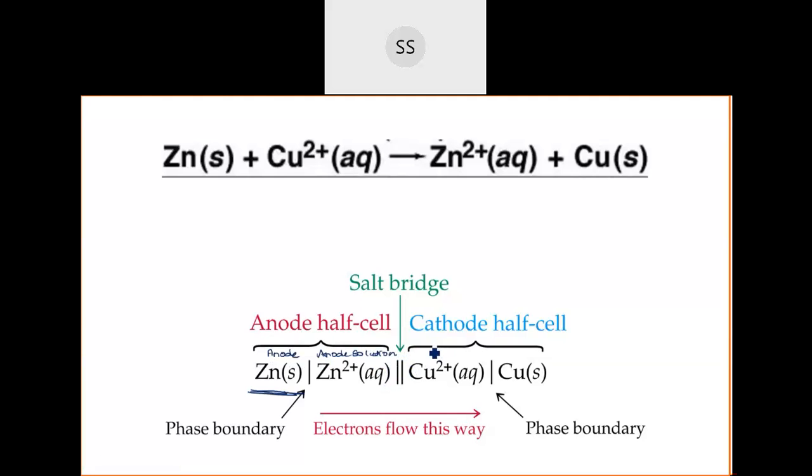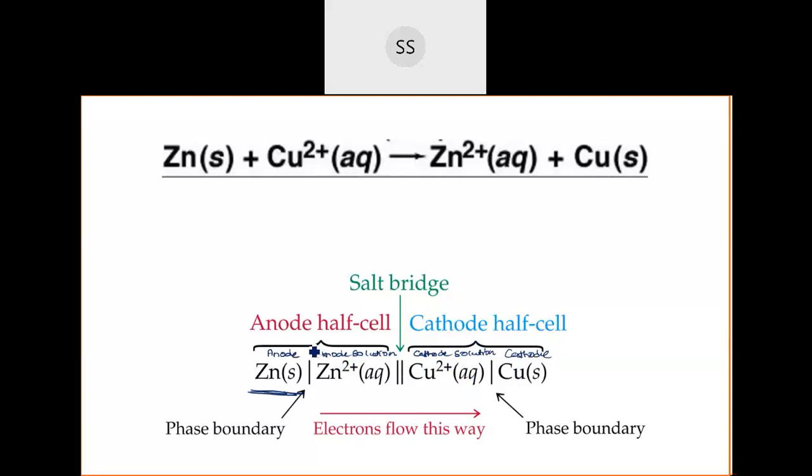Okay, that side you are having cathode part, then you will write cathode solution first. Okay, the ions which are there in the solution you will write first, so that is from the cathode side, and then you will write the cathode electrode. Okay, that is cathode. So this is the order you need to follow when you are doing any cell representation.